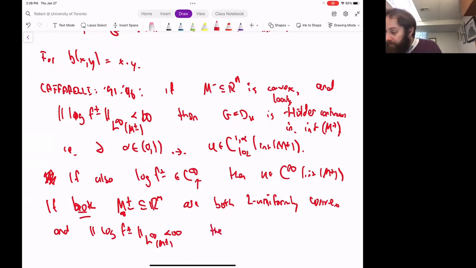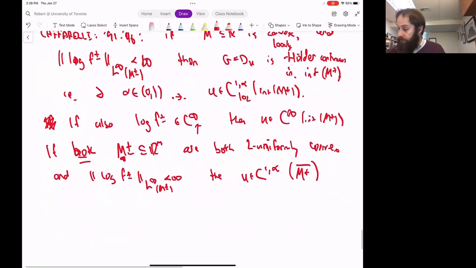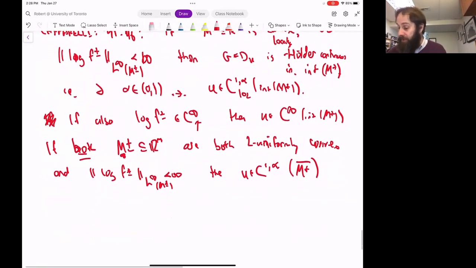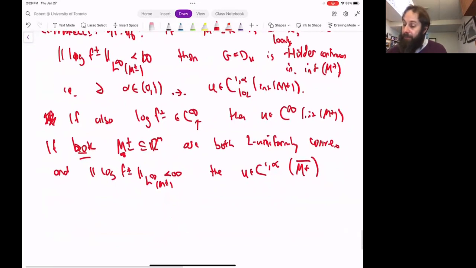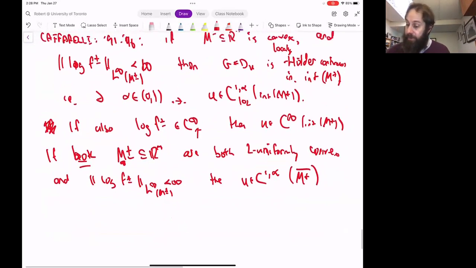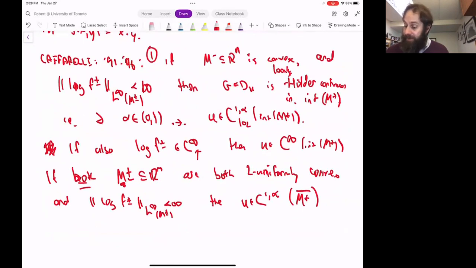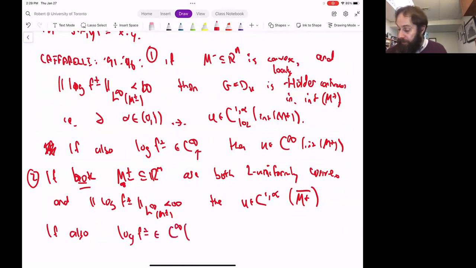Then you become C^{1,alpha} up to the boundary. So the map becomes Hölder continuous up to the boundary. And let's say this is theorem 1 and this is theorem 2. If also these guys are smooth up to the boundary.